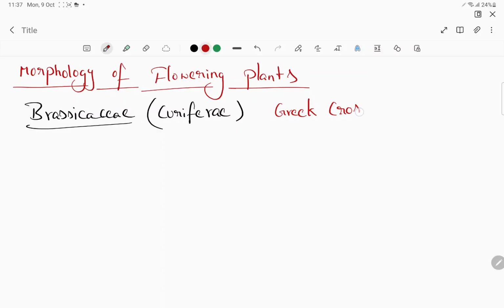So what is this Greek cross? You can see the cross will be like this. One petal is arranged here and the other petal here. One petal is here and the other petal is here. This is like a cross, right?